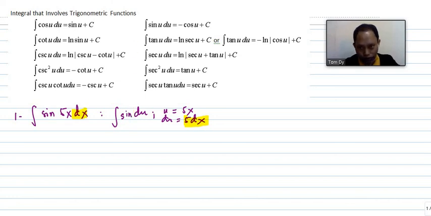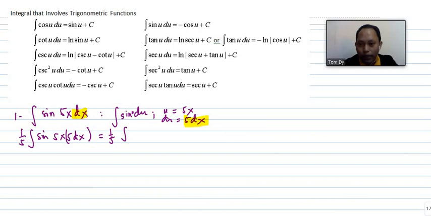Supposed to be, this one is sine u du. So in this case, we can apply the formula for sine u du because the difference is only the 5. So I will rewrite this: sine of 5x, and instead of writing dx, we will write du equivalent to 5 dx. And if we write 5 dx, then we will write the reciprocal of 5, which is 1 over 5. So this is equivalent to 1 over 5 times the integral of sine 5x.